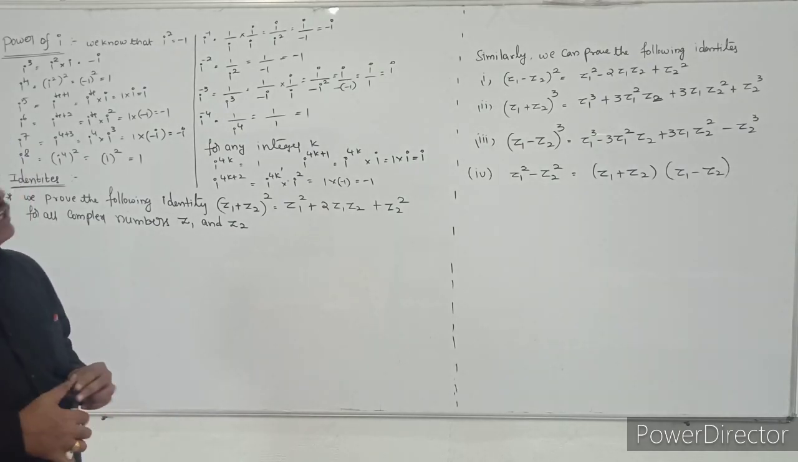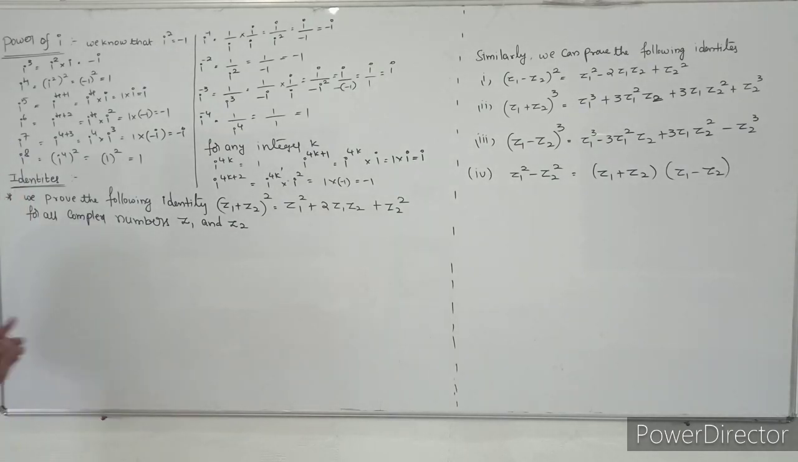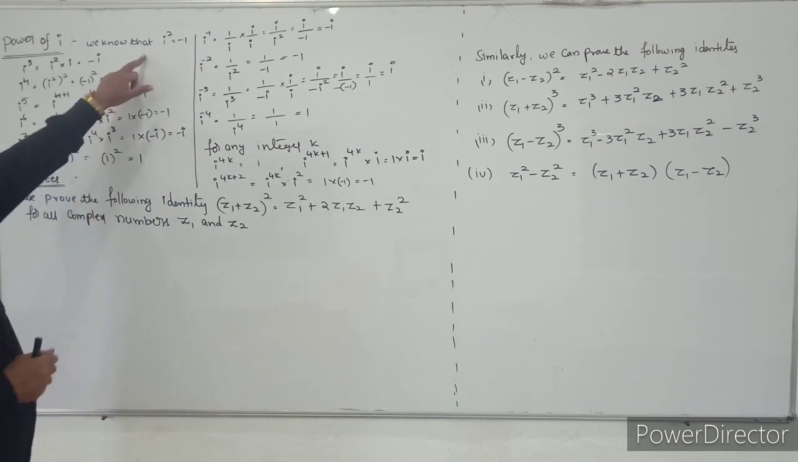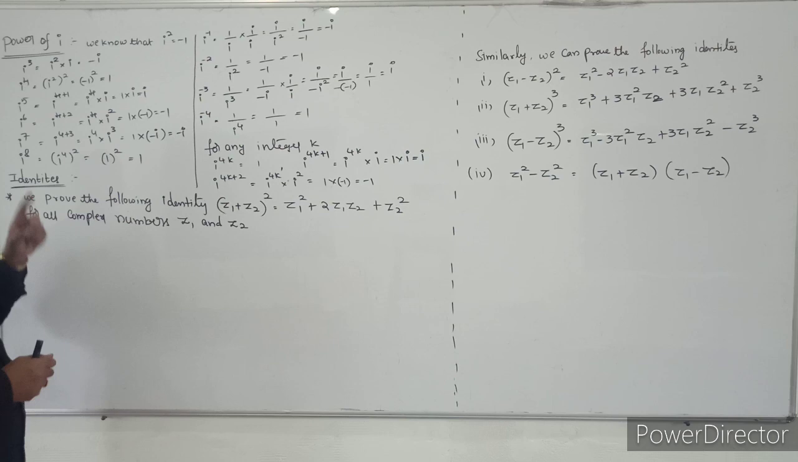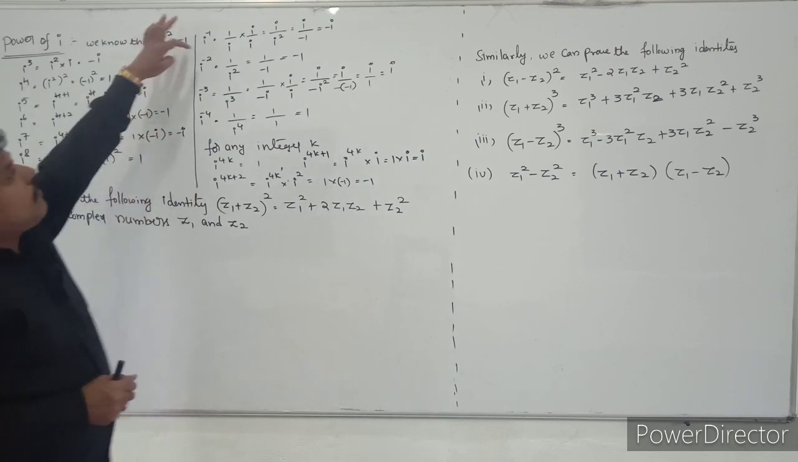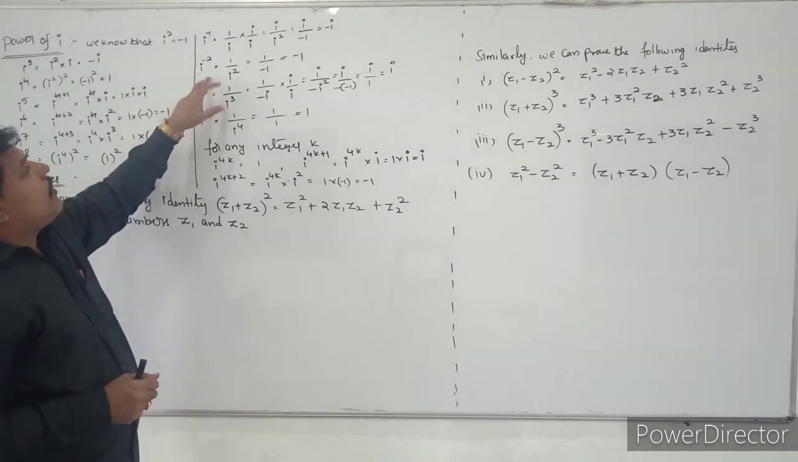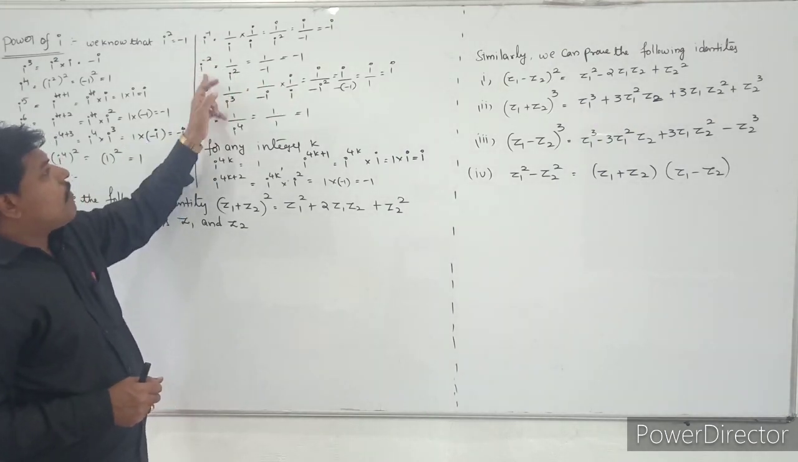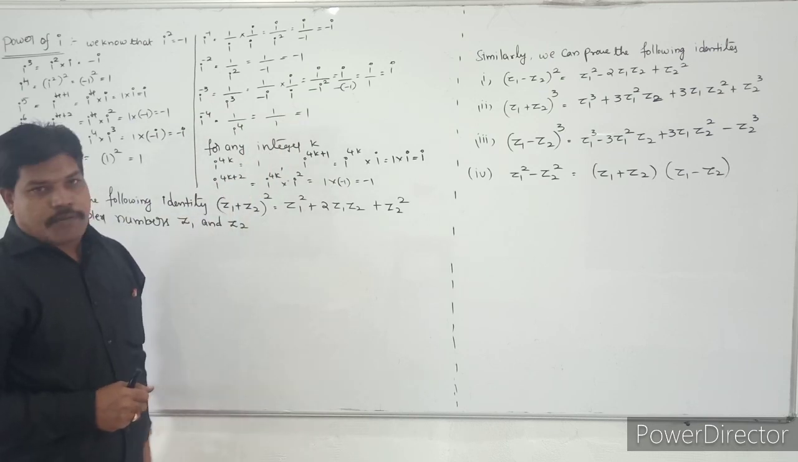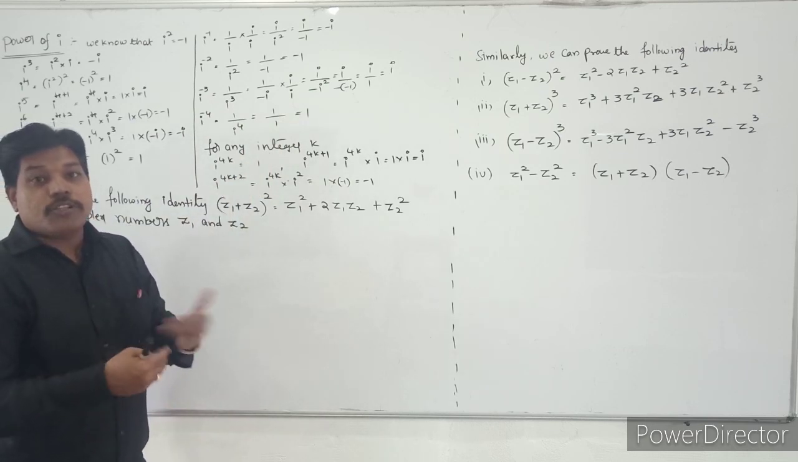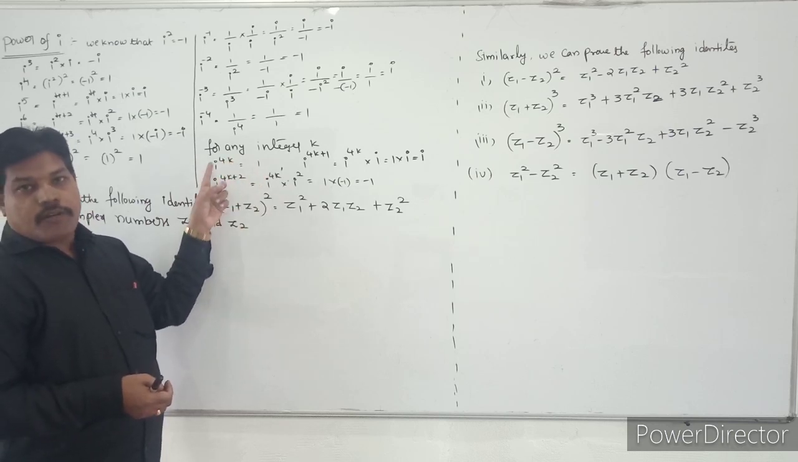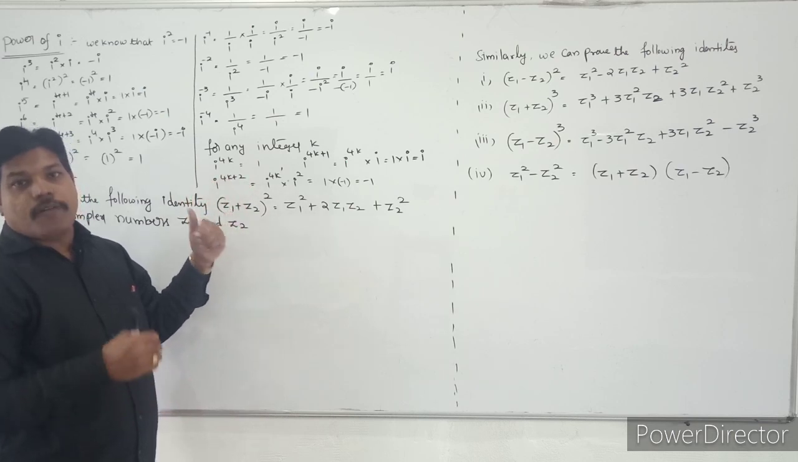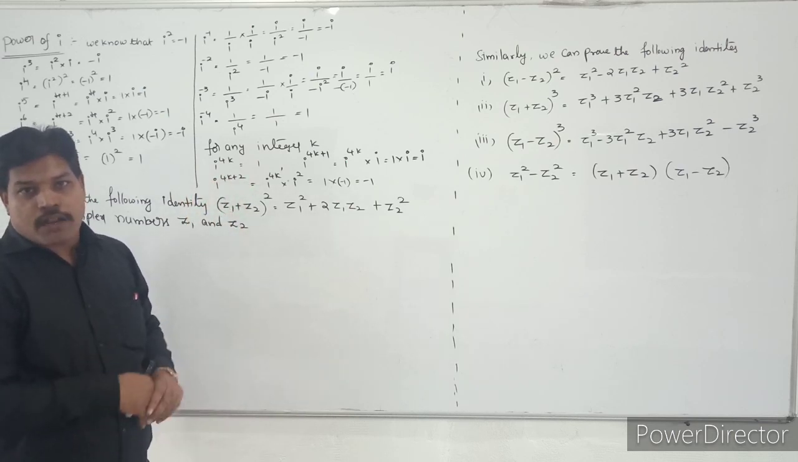So see some concepts here for the powers of I. We will use these conditions in the problems. First, I square is minus 1, I cube is minus I, I power 4 is 1, I power 5 is I, I power 6 is minus 1, I power 7 is minus I, I power 8 is 1. I power minus 1 is minus I, I power minus 2 is minus 1, I power minus 3 is I, I power minus 4 is 1. And for the powers of I that are multiples of 4, I power 4k, it will become 1. I power 4, I power 8, I power 12, I power 16, I power 20, all these are 1.